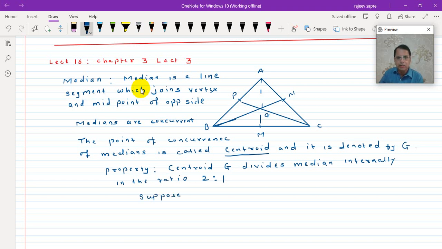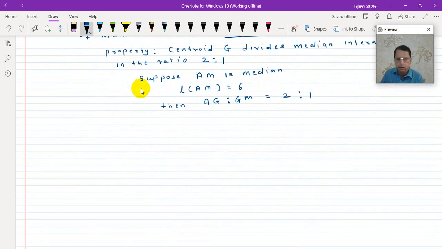म्हणजे समजा, suppose you drew that medians, and suppose AM is median, and length of AM suppose is 6, then AG हा जो सेगमेंट आहे आणि GM यांचा जो रेशो आहे तो असणार 2:1. म्हणजे ह्याचा अर्थ काय, AG अपॉन GM, suppose I do, right, it means AG upon GM हे 2:1 असणार. ह्याचा अर्थ असा नव्हे की AG 2 सेंटीमीटर आणि GM 1 सेंटीमीटर. लक्षात घ्या, समजा ही लेंथ तुमची 6 असेल तर हे जे AG आहे ते 4 असेल.